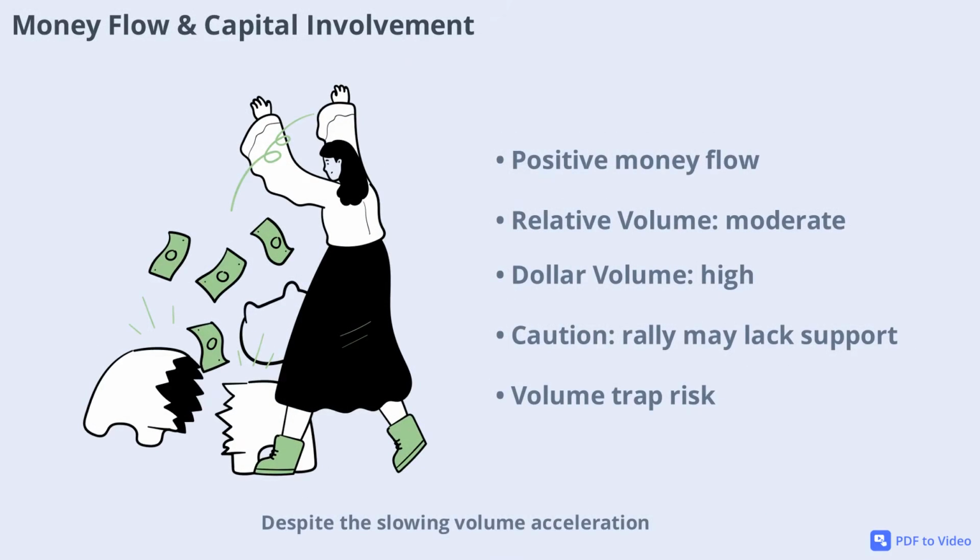Despite the slowing volume acceleration, indicators like ADOSC and Chaikin oscillator confirm positive money flow. Relative volume at 1.38 points to moderate activity and dollar volume at over 14 billion shows substantial capital is involved in PLTR trading. However, the combination of high price above VWAP and slowing volume hints that the recent rally may lack the necessary support to continue, raising caution for traders looking to chase the move higher.